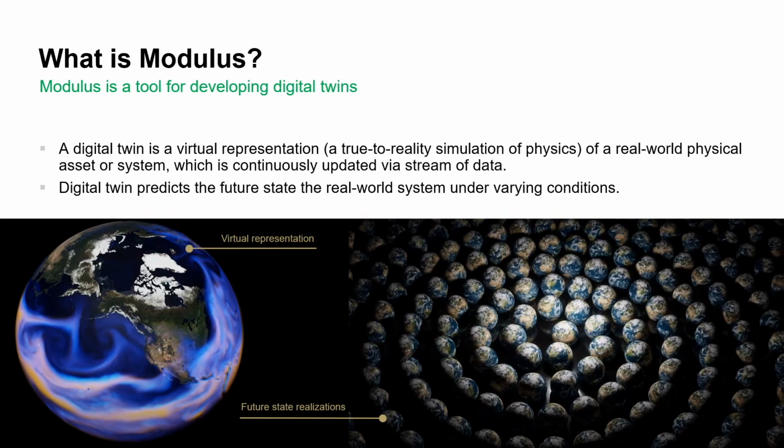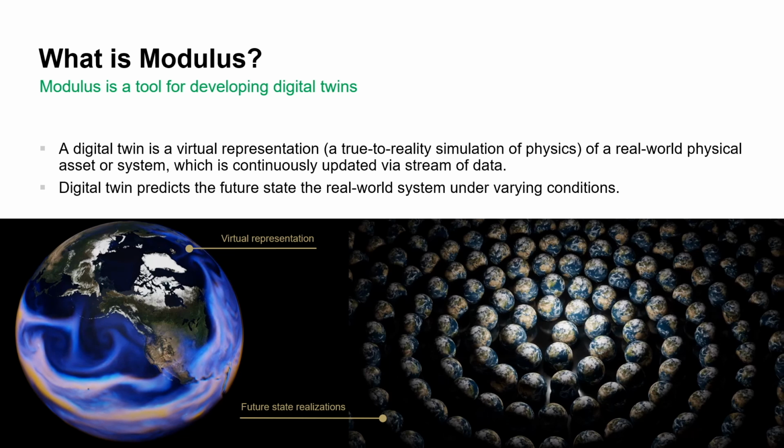Modulus is also a tool for developing digital twins. Digital twins are virtual representations of real-world physical systems, which normally are continuously updated via a stream of data, and they should predict the future states under varying conditions very quickly to allow interactive use of these models. So basically, it combines the parameterized physical solution and stream of data.